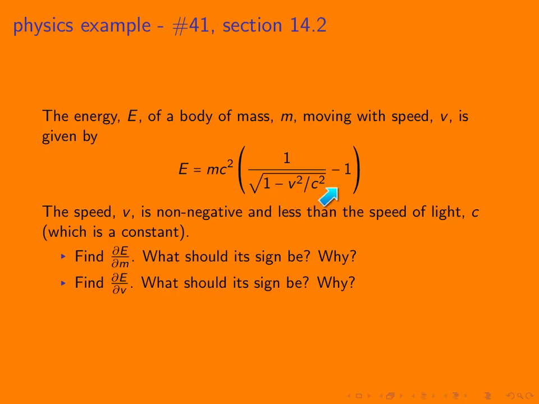And ultimately our question is, what's the rate of change of the energy as the mass changes, that is the partial of E with respect to m, and what is the rate of change of the energy as the velocity changes, the partial of E with respect to v. So that's the idea, and we're going to interpret it a little bit and think about the sign of these two partial derivatives. And so I'll copy this onto the next page so that we have more space.